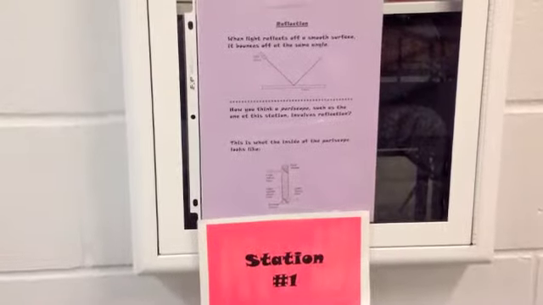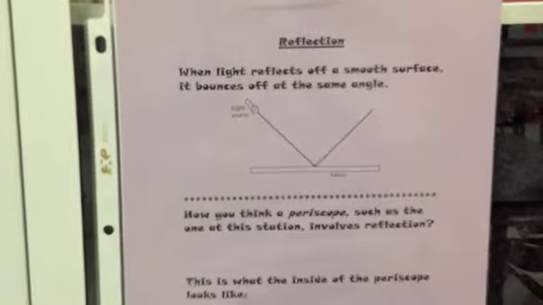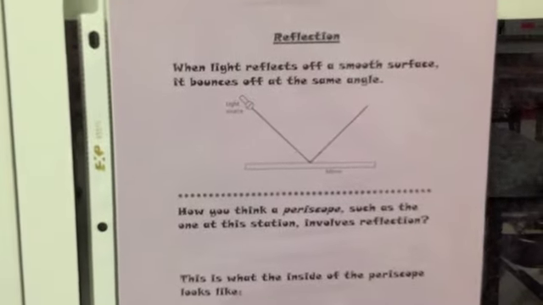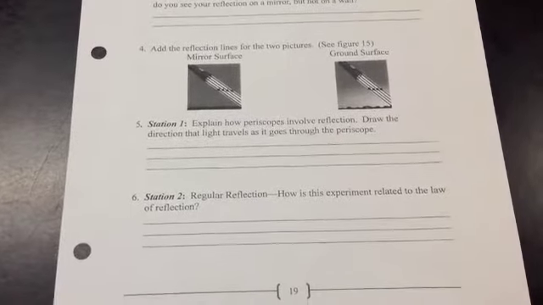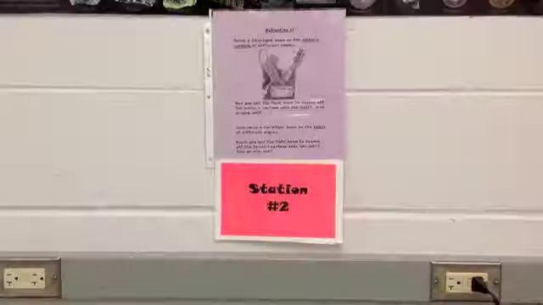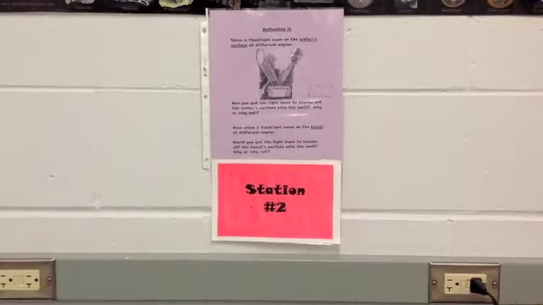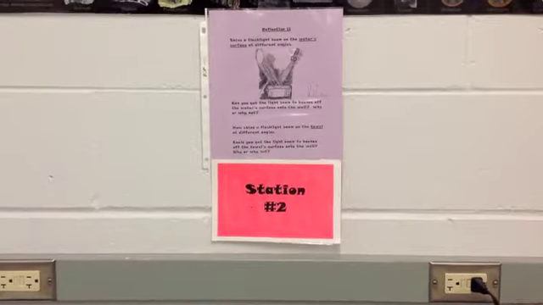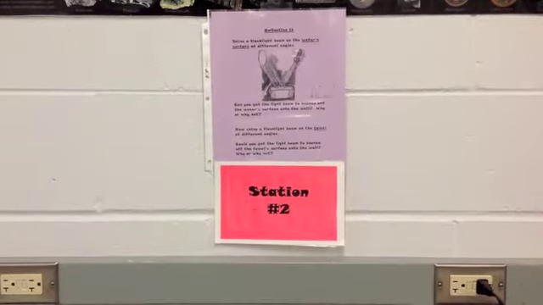The other idea of Station 1 has to do with the fact that when light reflects off of a smooth surface, it bounces off at the same angle. Station number 2 on your worksheet is also an example of reflection. At station number 2, the idea is to shine a flashlight off of a smooth surface such as water, and then to also shine a flashlight off of a rough surface such as a towel.